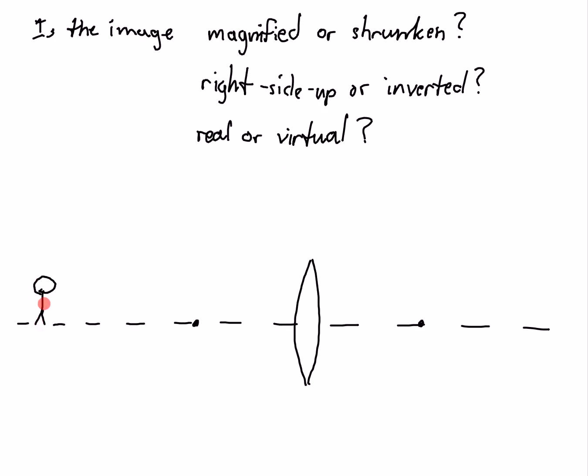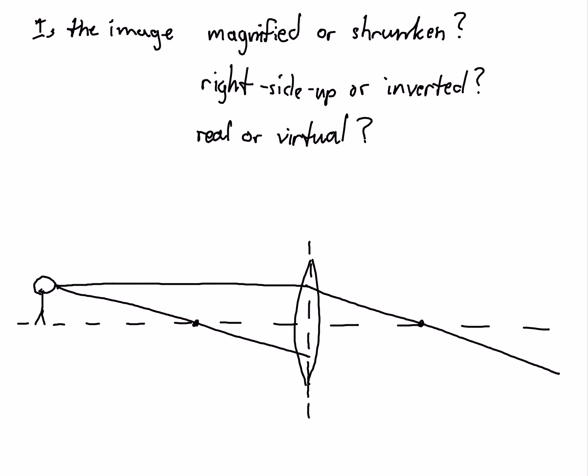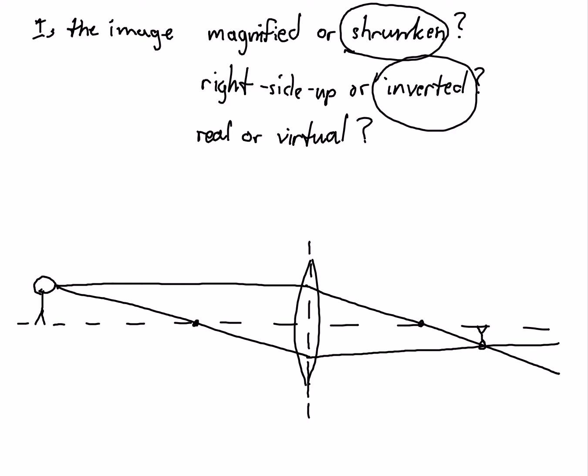Is the image of this object that's created by this lens magnified or shrunken? Is it right side up or inverted? Is it real or virtual? First we draw a ray that's parallel but then gets bent through the focus. Then we draw one that starts by going through the focus and then gets made parallel, and where they intersect, there's an image. We can see that this image is shrunken, it's inverted, and it's real.